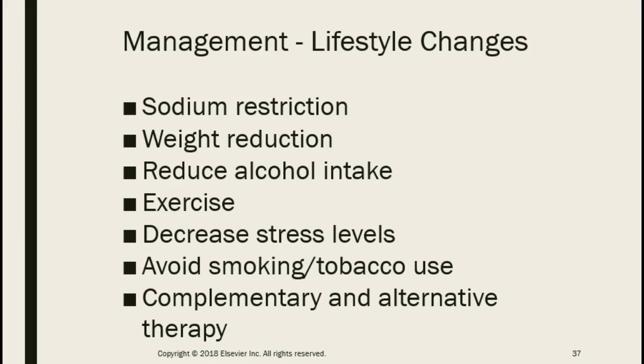Reduce alcohol intake. Exercise can have a powerful effect on it. Decreasing stress levels, that too. Some people, just the stress that's happening in their life is enough to have elevated blood pressure, and when they modify that part of their life, they can bring it down without making that many other additional changes. Avoiding smoking or tobacco use, so it's the effect the nicotines have on the arteries that cause that elevated blood pressure. And then there are complementary and alternative therapies as well, if you think about meditation, and there are many others.